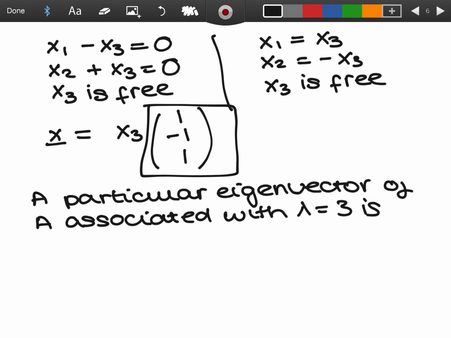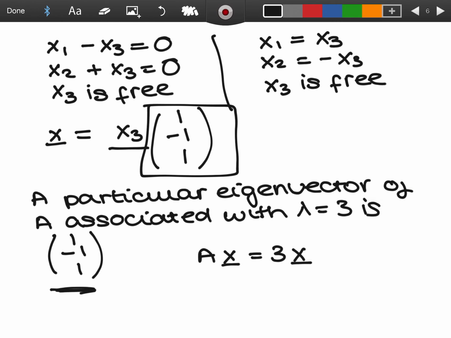associated with lambda equals 3 is the simplest possible scalar multiple of that vector, which is itself. But another eigenvector of A associated with lambda equals 3 could be 2, negative 2, 2. I can take any scalar multiple of that vector. I can let x3 equal anything, and it will still be an eigenvector associated with lambda equals 3. So I know that that vector will satisfy that equation.